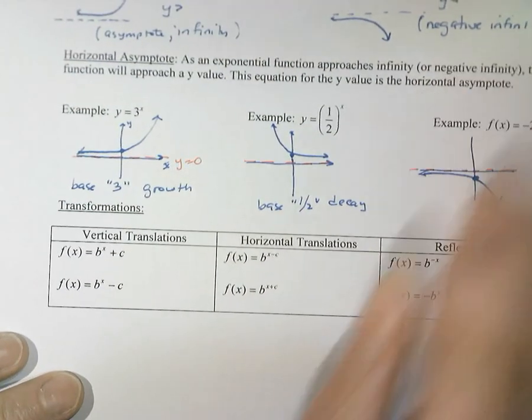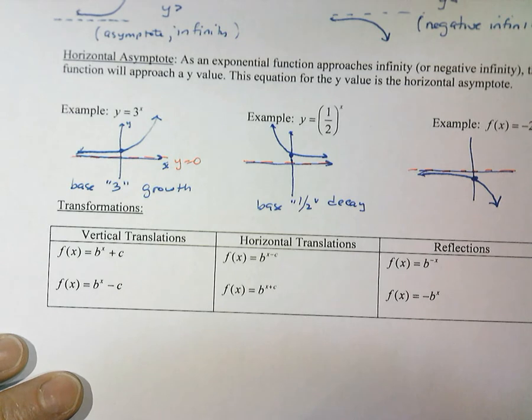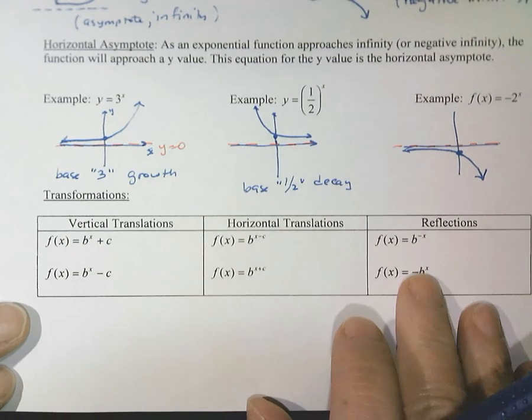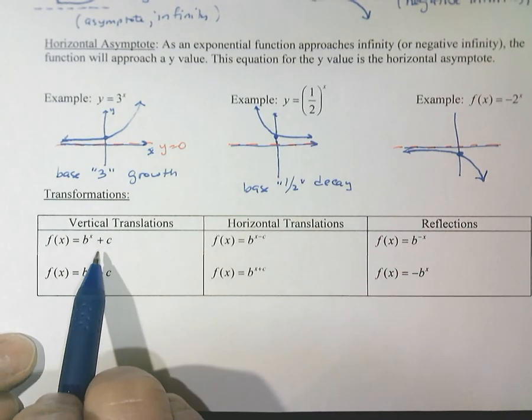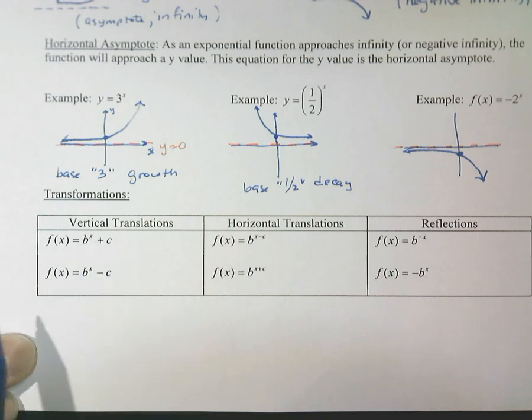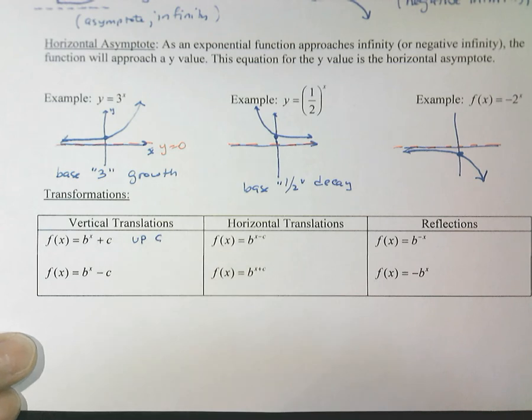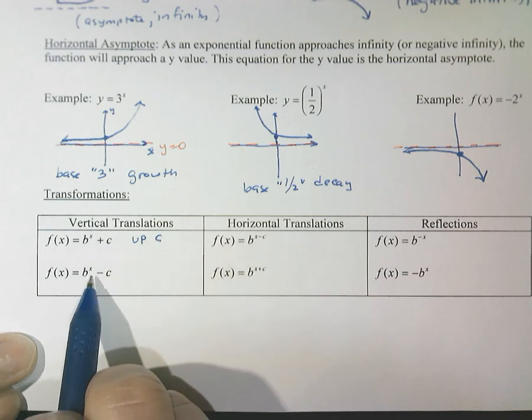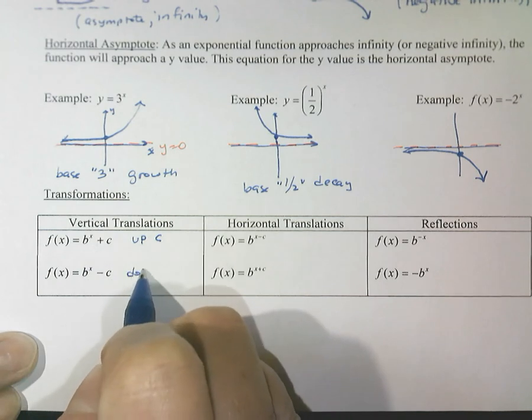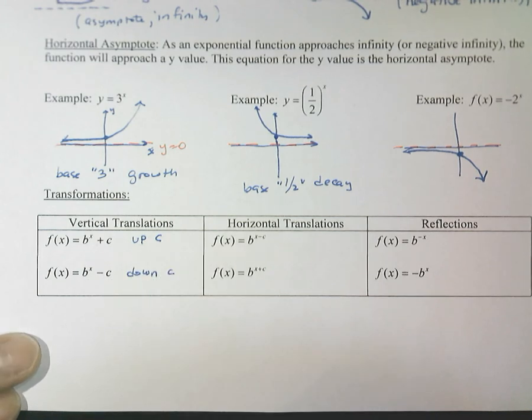Now to talk about translations. I don't touch on growth, or I don't talk about stretches and shrinks with this. It's really just talking about the basics: vertical translations, horizontal translations, and reflections. So a vertical translation is if you had b to the x power plus c, this is going to go up c units. If you have the function equal b to the x minus c, this is going to go down c units. And I'll do a couple examples in a minute.